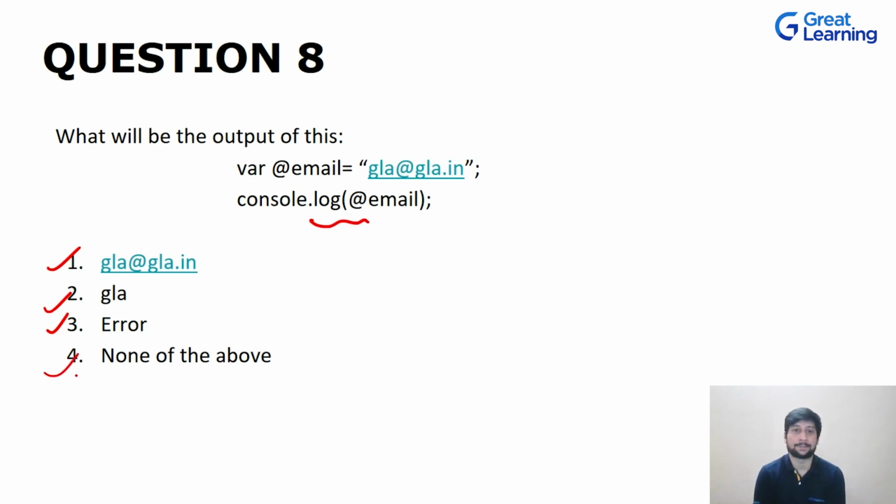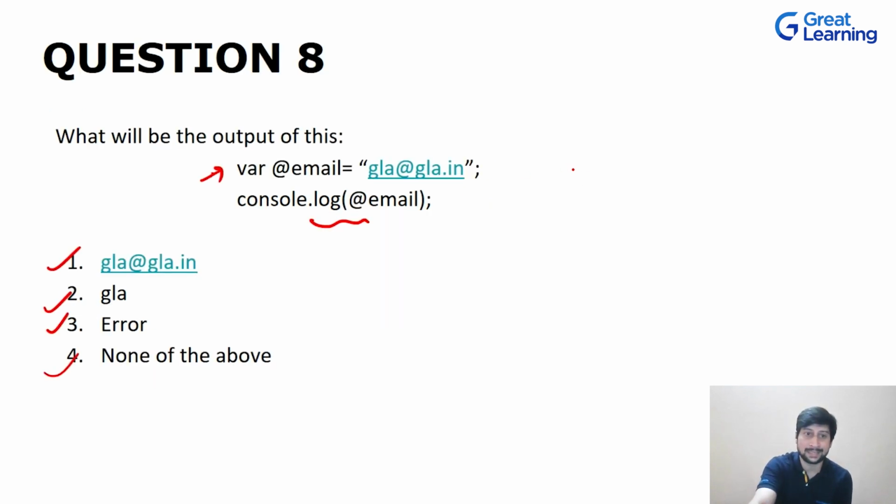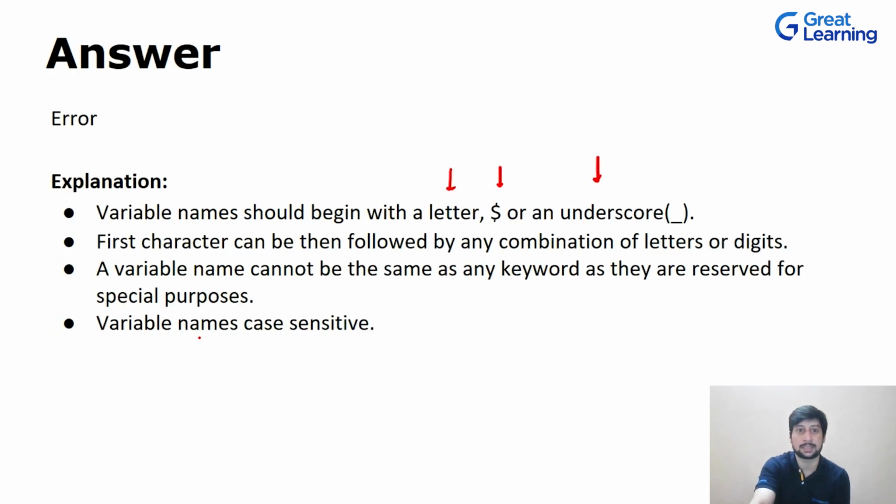So think about it. If you just recall, what are the naming conventions for declaring a variable? These are the conventions. So variable names should begin with either a dollar, a letter, or an underscore. And in this case, we don't have that over here. So this is not present in that set that we just defined. So that is why there will be an error. That is the correct option for this output.